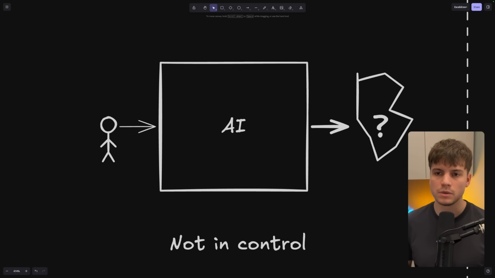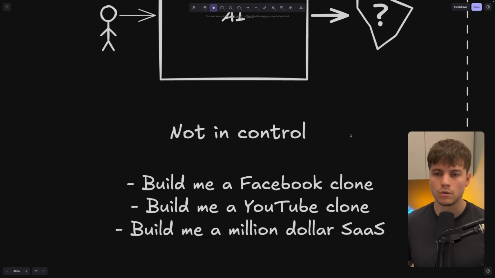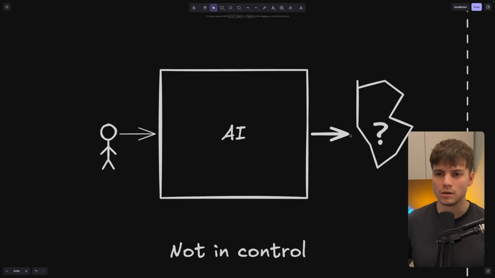You mostly see this being used by non-technical people because they don't know how to write specifications. They are also focusing on doing as little work as possible and keeping the human in the loop as minimal as possible. They just want to let their AI run autonomously, and their prompts usually look something like this. Build me a Facebook clone, build me a YouTube clone, or build me a $1 million SaaS.